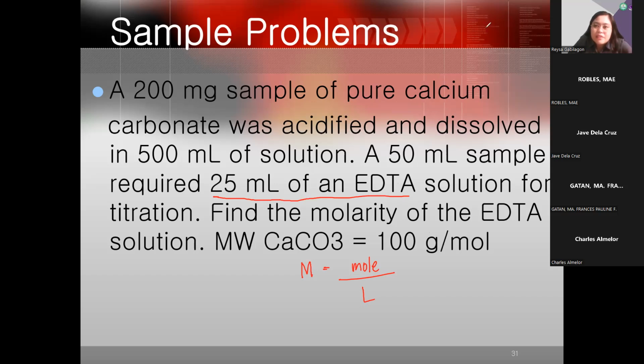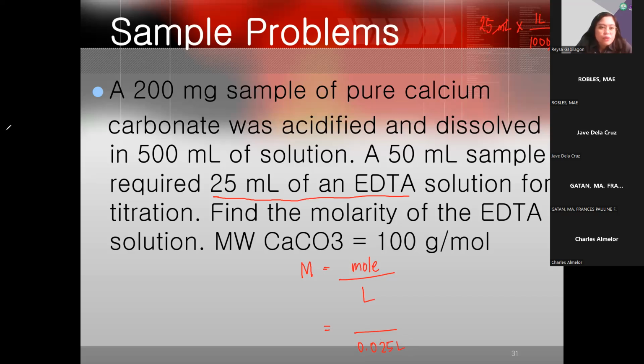So let's start with that. 25 ml. Our conversion factor is, in 1 liter, we have 1,000 ml. So cancel ml, ml. 25 divided by 1,000 is 0.025 liters. So that's what we are going to use, 0.025 liters. Now, let's look at the number of moles.